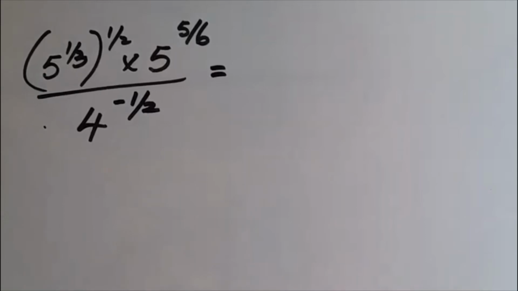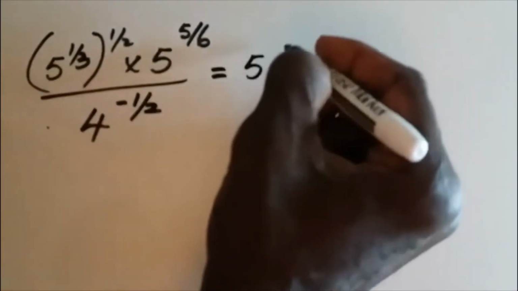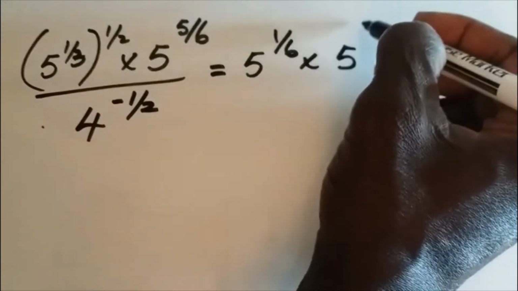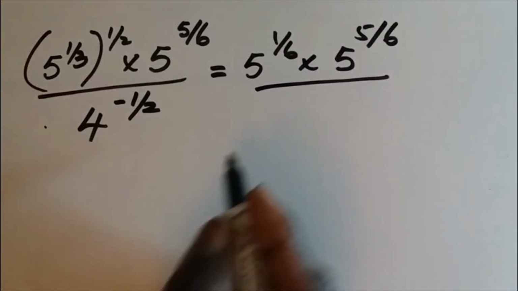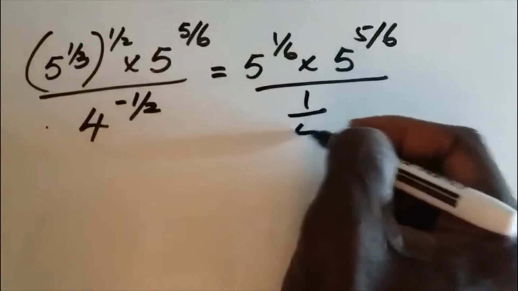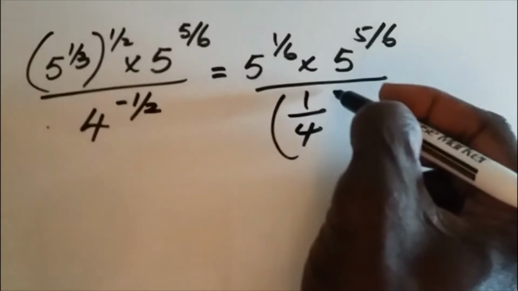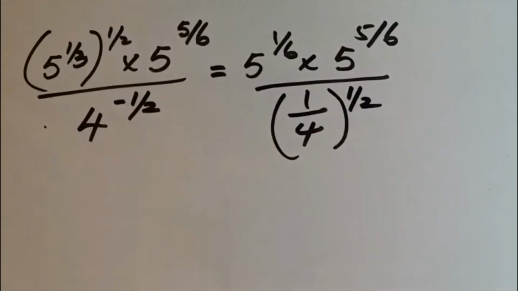And here's another question on indices. We'll clear the brackets here to give us 5 to the 6th power times 5 to the 5 over 6. And like before, we have a negative index, so we can take the inverse of 4, which is 1 over 4, and now we can apply the positive index to both numerator and denominator.